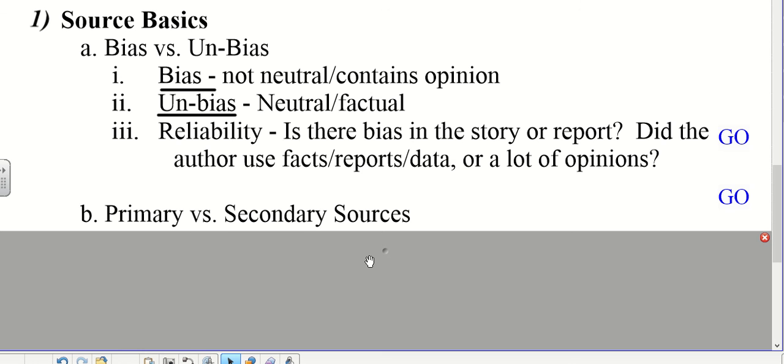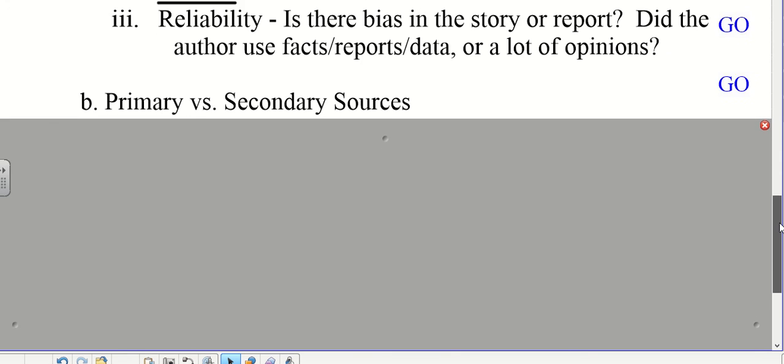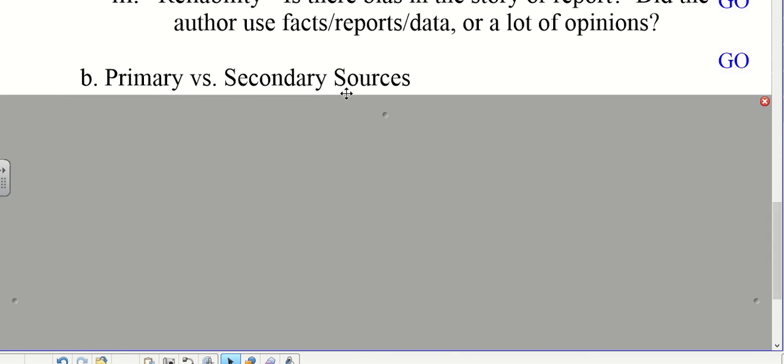Okay, home stretch on the notes. So, primary versus secondary sources. This is actually something you're going to need for your document of the week.